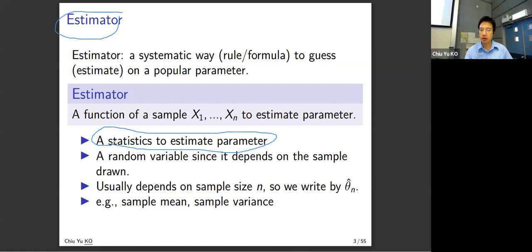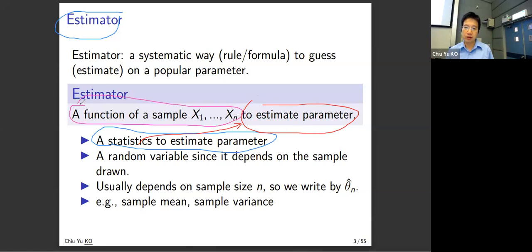So an estimator is to estimate a parameter. You will see from the definition that this is extra, to estimate a parameter. Compare this to what we call a statistic. If you look at the notes, if you still remember, this is a statistic. And the statistic used to estimate the parameter is called an estimator. An estimator is a function, a rule. It's a mapping, a function from a random sample to a number which estimates the parameter, okay?